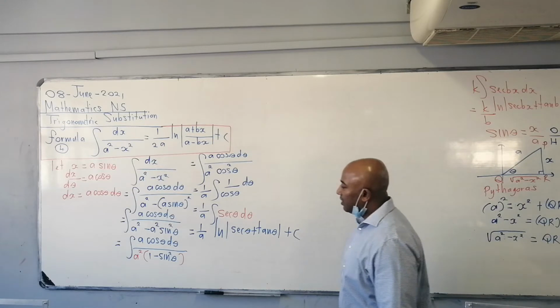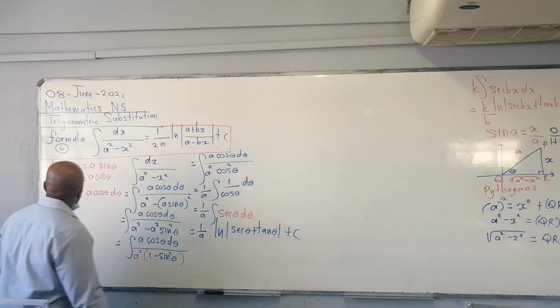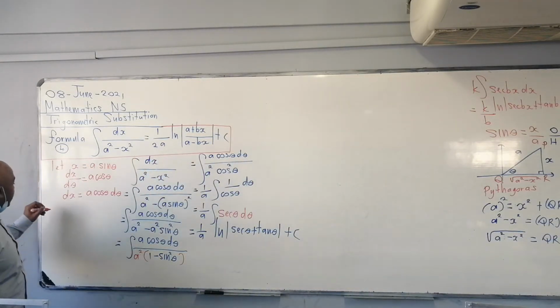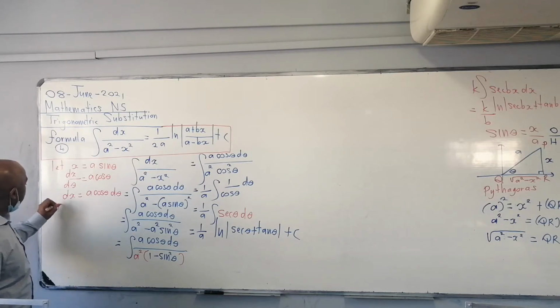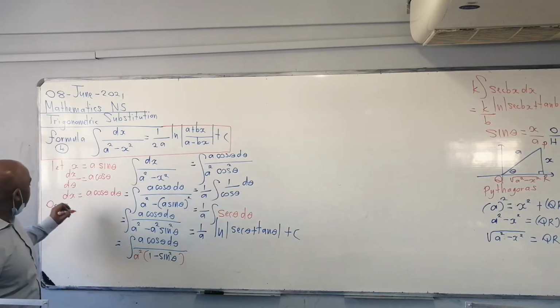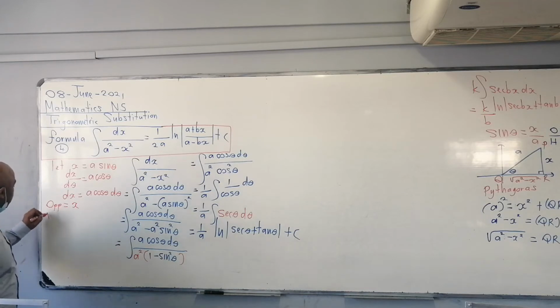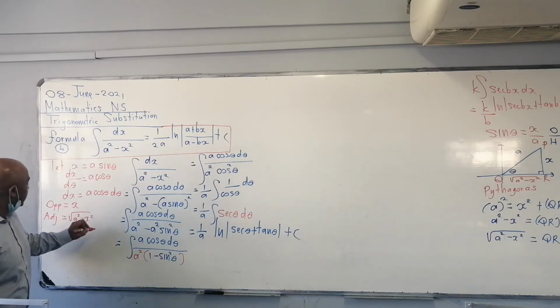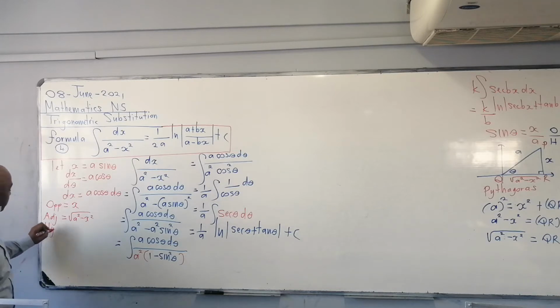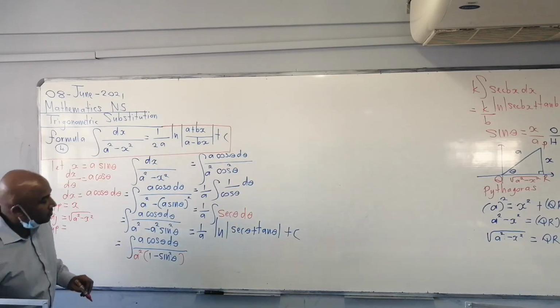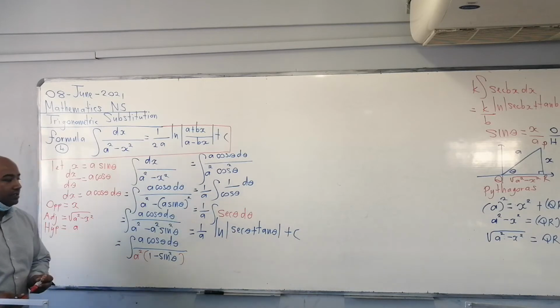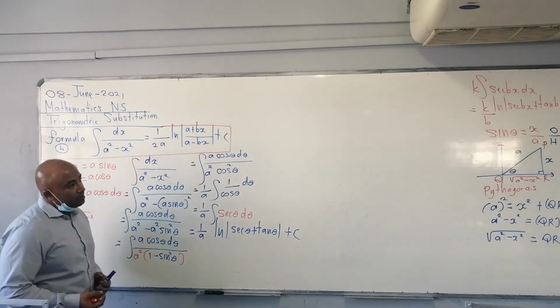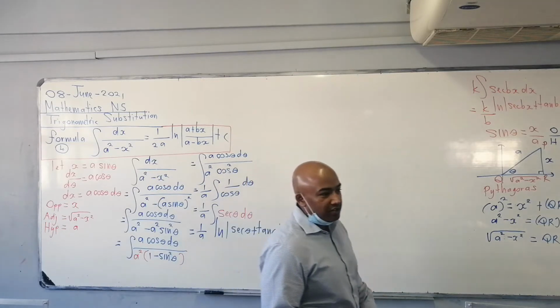Now that I have that, what do I know now? I know the opposite side, opposite theta, is x. I know that adjacent to theta, the side next to theta, is the square root of a squared minus x squared, and I know that the hypotenuse is equal to a. Now, SOHCAHTOA: sine is opposite over hypotenuse.